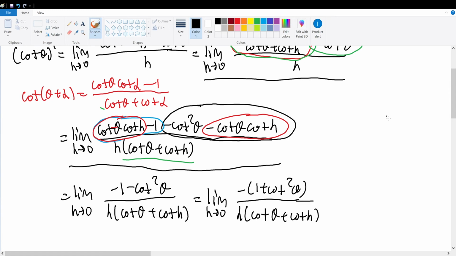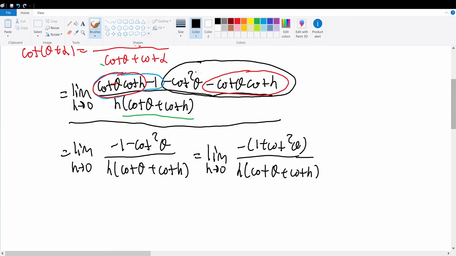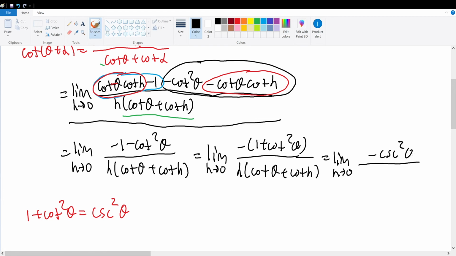And now I can apply a trigonometric property, which is the Pythagorean property, which states that 1 plus cotangent squared of theta is equal to the cosecant function squared. So we can rewrite this limit's numerator to be equal to the limit when h goes to 0 of negative cosecant squared theta divided by h times cotangent of theta plus cotangent of h, as so.